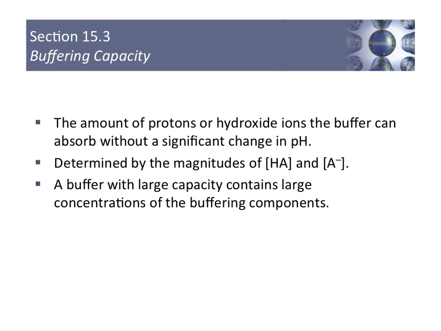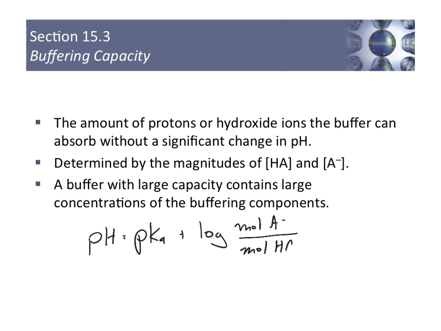Buffering capacity refers to how much of a strong acid or a strong base the buffer can absorb and still maintain its fairly constant pH. So if we take the Henderson-Hasselbalch equation, and remember this can be moles, because the volumes would cancel out.